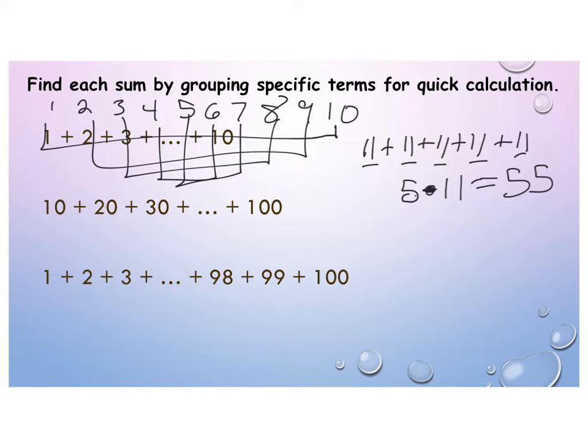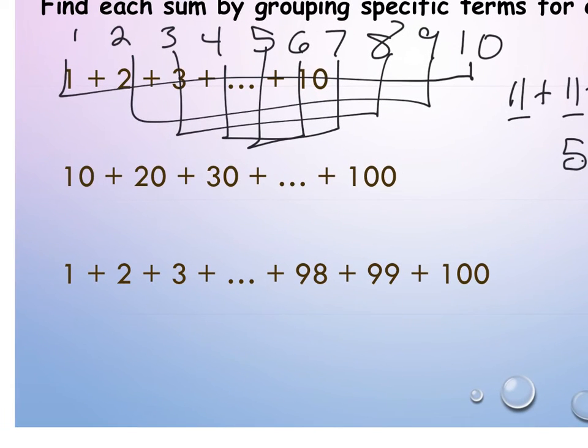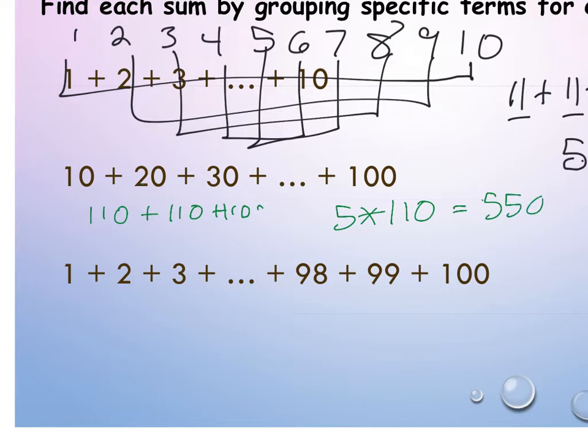Again, just changing my color. Okay, so if I add 10 and 100, I get 110. The one before this would be 80. 90. 90 plus 20 is 110. 30 plus 80 is 110. So again, I'm going to have 5 110s. So that's going to give me 550 for my total.